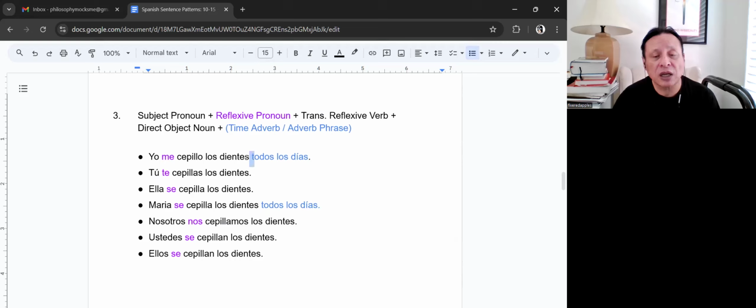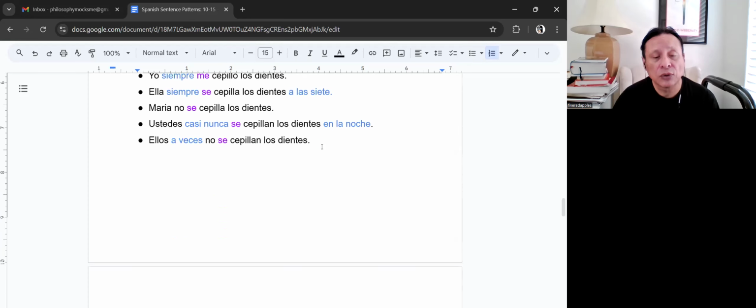And this is the direct object. The direct object noun. We haven't talked about pronouns here, and we're not going to. This is going to be the next video. So this pattern: subject, reflexive pronoun, and the reflexive verb used as a transitive verb. The other one was intransitive. Okay, and next one now.